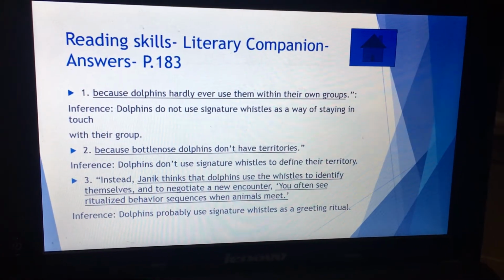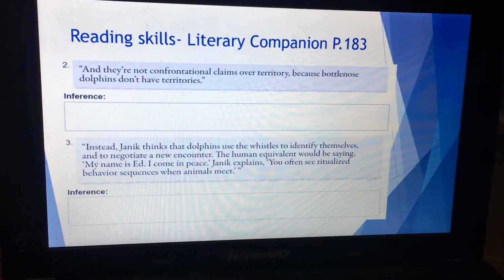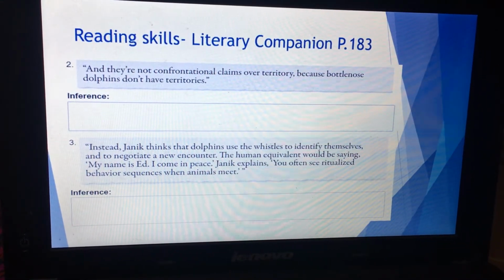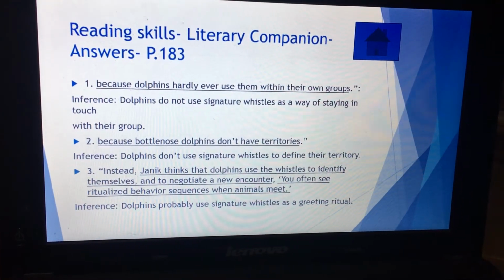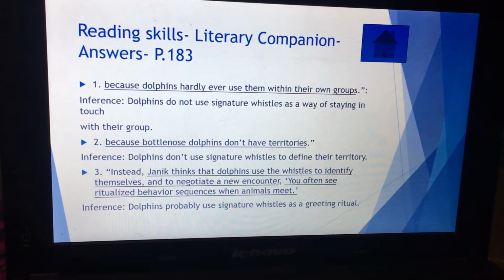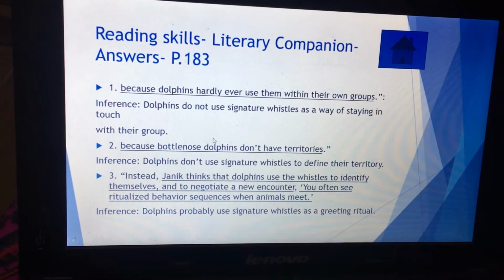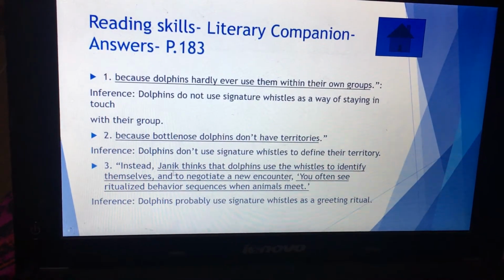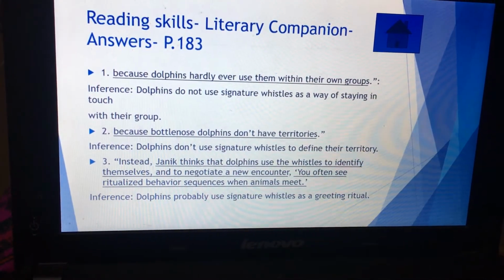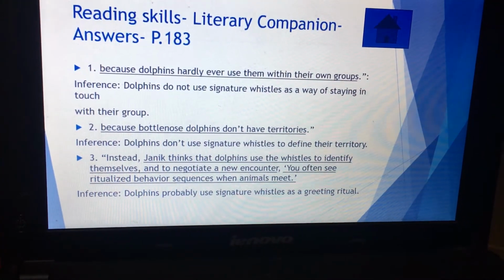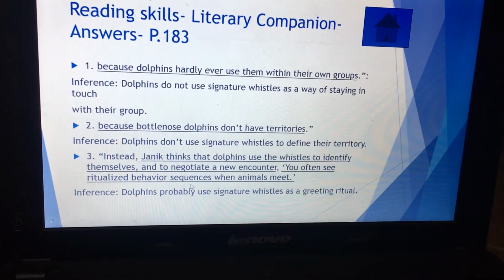Number 2, because bottlenose dolphins don't have territories, if you go back to the text, and they're not confrontational claims over territory because they do not have territories, which means that they are not fighting over the place they are living in. So they do not use their signature whistles to define their territory. The third example, Janik thinks. Again, here the word think, just like the word because, just like the word suggest, it means that these are the keywords where you can draw your own conclusion.